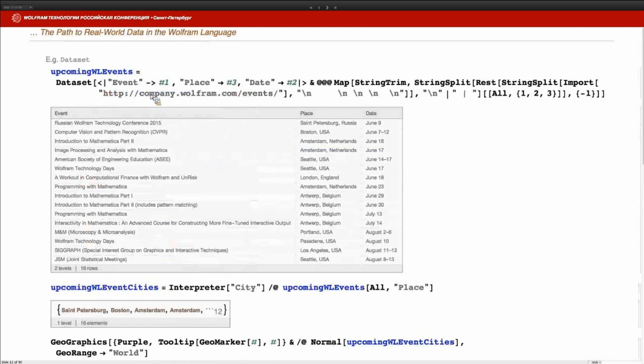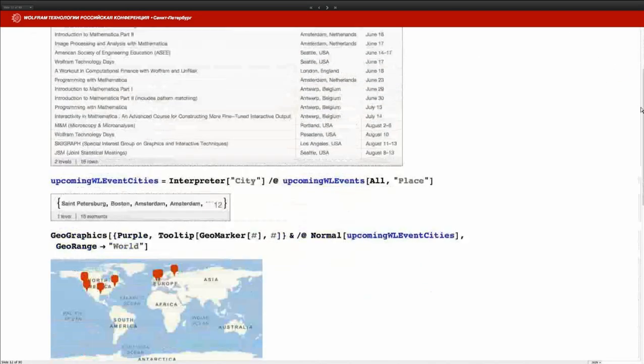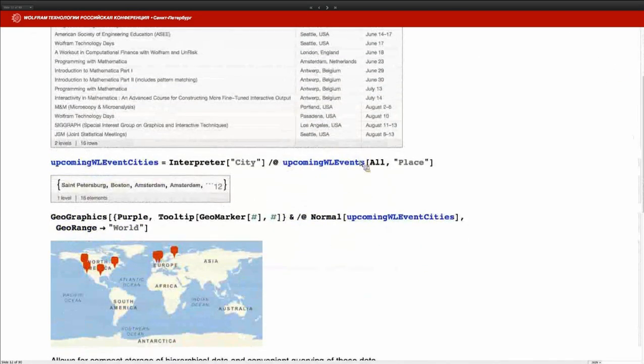A similar function is Dataset, which is a very nice, convenient way to wrap up a table-like set of data. For instance, here I just import the web page from the Wolfram site with forthcoming events, and I string split it at new lines and say the first one is the event, the second one is the place, and the third one is the date, and we see today's conference here. And once I have this dataset, I can conveniently deal with it.